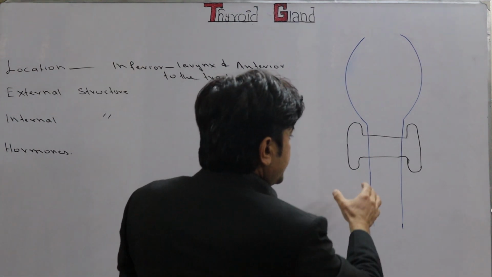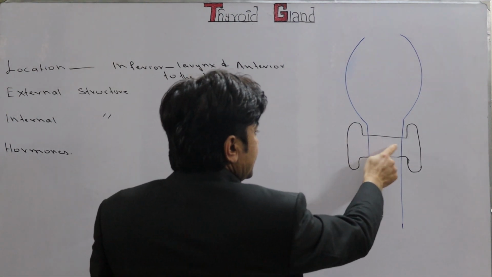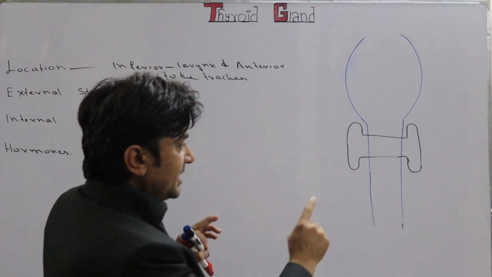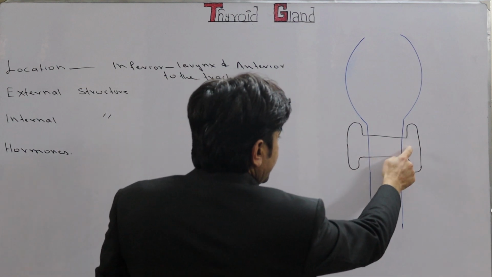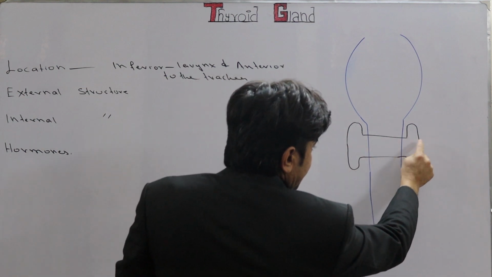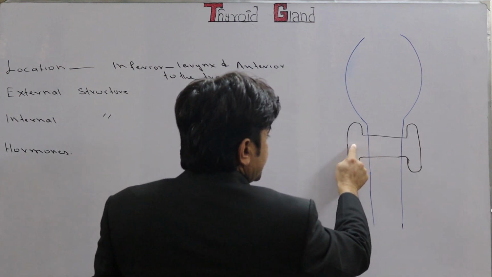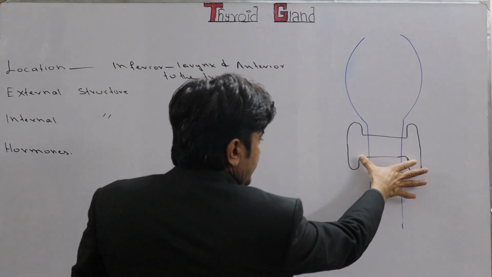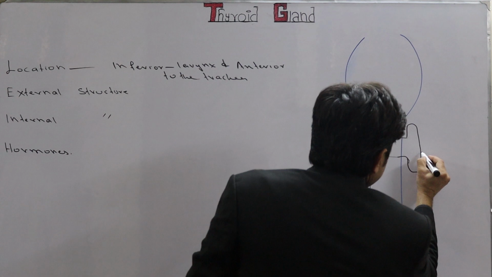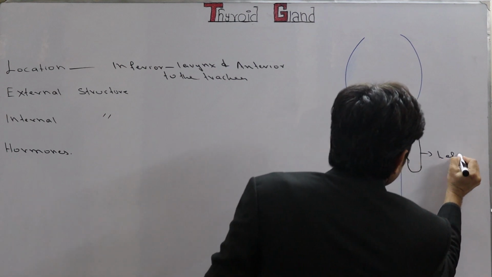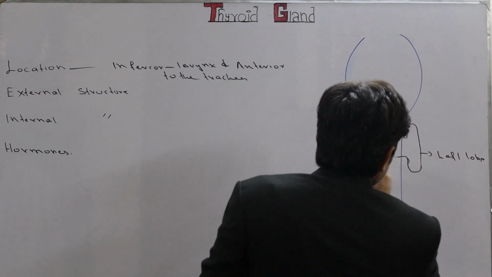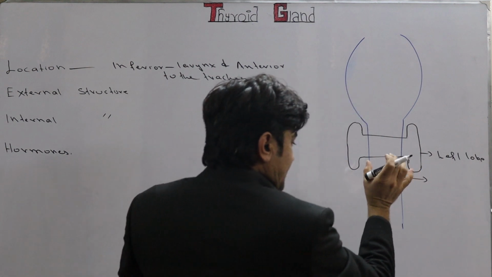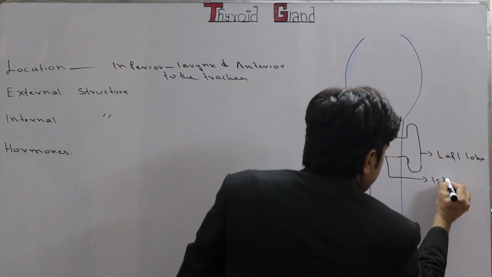And it consists of 2 lobes. This is one lobe of thyroid gland, and this is another lobe of thyroid gland. So they consist of 2 lateral lobes which are present on either side of the trachea. One lobe is present on the left lateral side of the trachea, and another lobe is present on the right lateral side of the trachea. This one is the left lobe and this one is the right lobe, and both these lobes are connected by a small stalk which is known as isthmus.